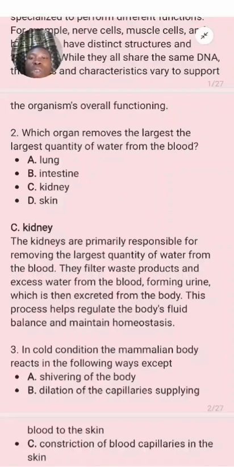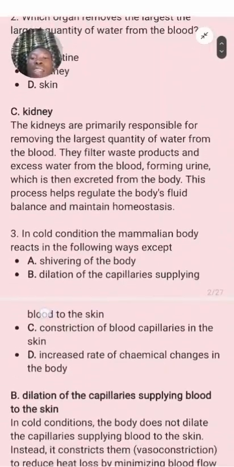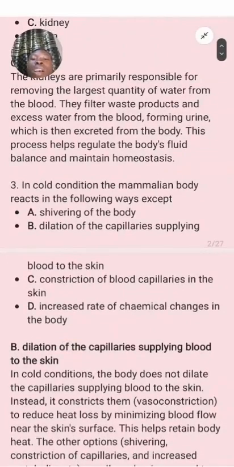Question 3 is, in cold condition, the mammalian body reacts in the following ways except when you are cold. In cold condition, what are the reactions of your body? You discover that sometimes you shiver, then there is constriction of blood capillaries in the skin. There will be increased rate of chemical changes in the body. So definitely the correct option would be dilation of the capillaries supplying blood to the skin. Dilation of the capillaries does not occur under cold condition.